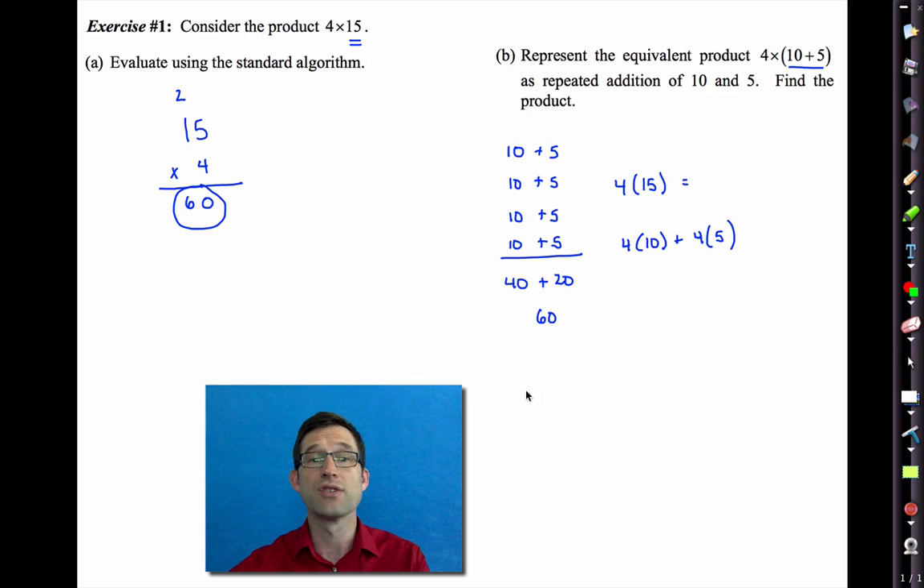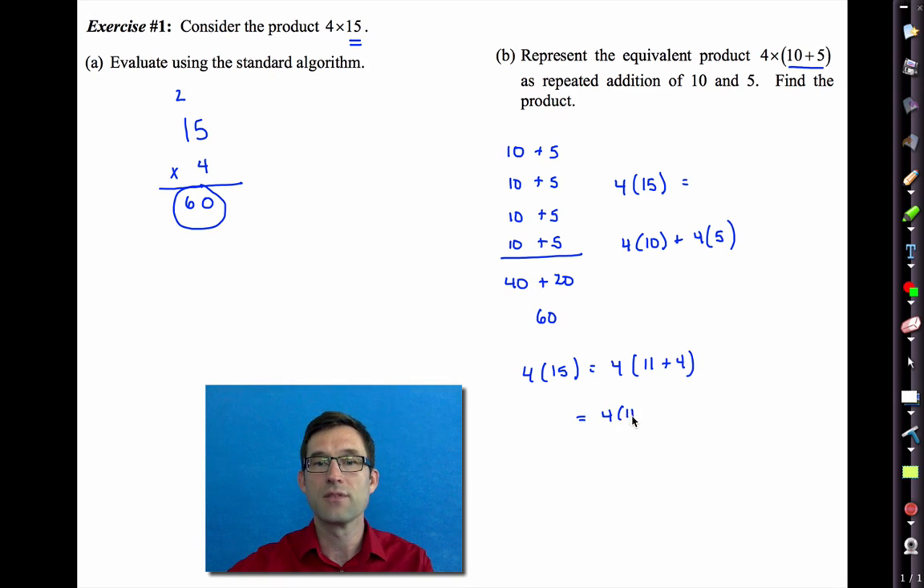10 and 5 are just convenient. I mean, we could do 4 times 15 in a variety of ways. Watch this. We could look at 15 as being 11 plus 4, right? That would then say, well, I could do the 11 times 4 and the 4 times 4. I like 10 and 5 more, but it still works. Here we'd get 44, here we'd get 16, and 44 plus 16 is again 60.